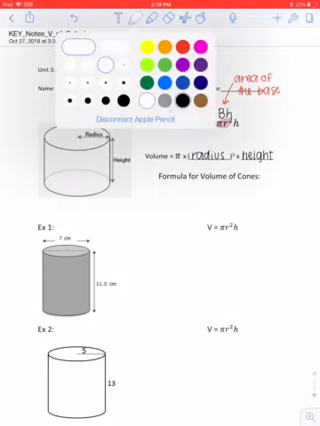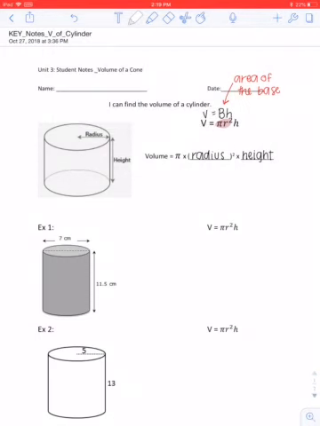And just go ahead and ignore this line here. We'll be doing that later. You don't need to worry about that. So just put a line through it.